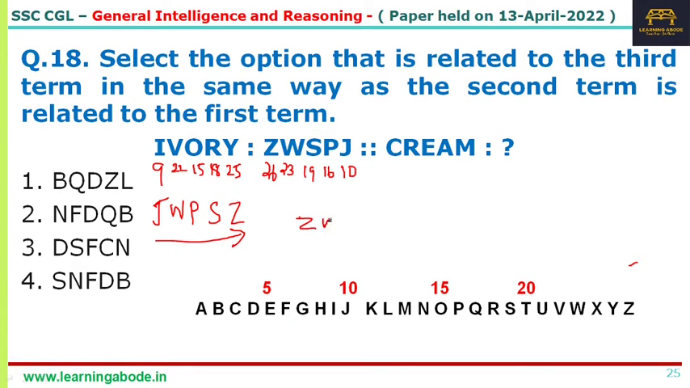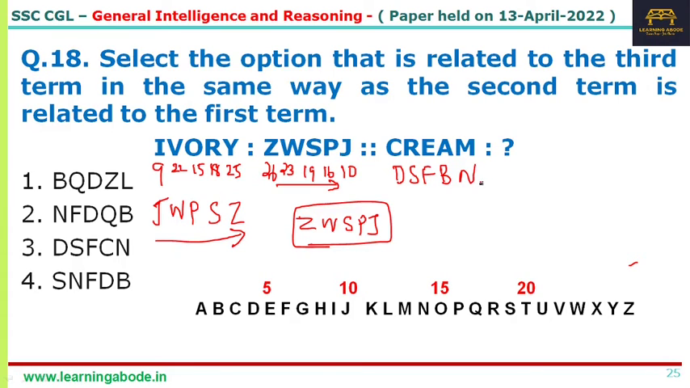Z, W, S, P, J. Okay, so they have written in this order. Because here the numbers are like ivory 9, 22, 15, 18, 25, so it's in a different order, but here it's in a descending order. Okay, so likewise, so cream, if you go for the next letter, so D, S, F, B and N.